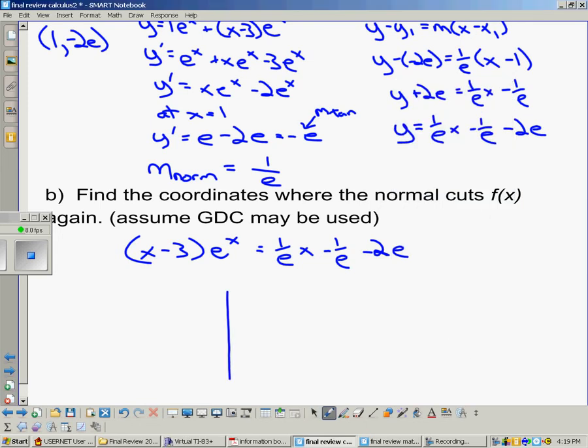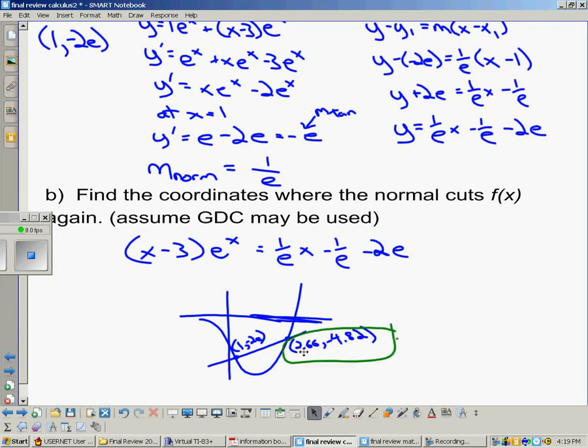So you might want to sketch what you've got and show that it cuts at 1, negative 2e, and also at 2.66, negative 4.82. We're sketching our method here. It doesn't need to be a thing of great beauty. And make it clear that that is your answer.